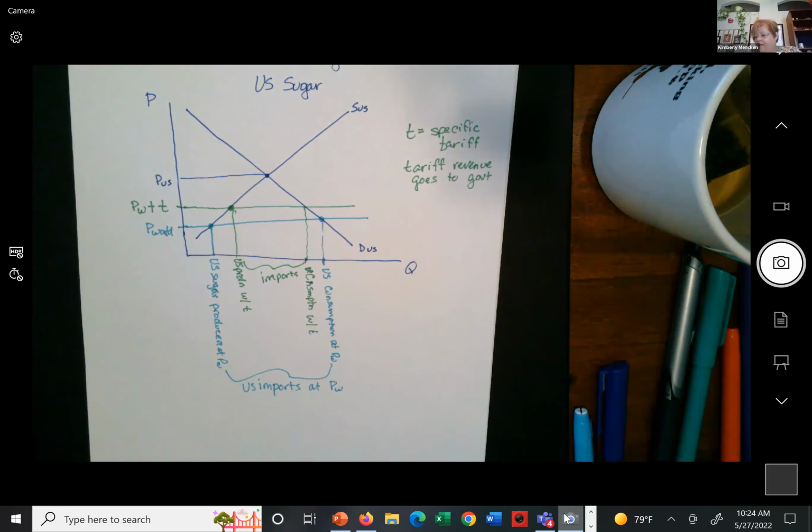Okay. All right, so we want to know what happened to A, B, C, and D. So we're going to start with the easiest one. This little box of C. Well, that equals the tariff. And this distance from here to here are our imports. Tariff times imports. Who's getting that? Who's getting the tariff on the imports? Yep, that's our government revenue.